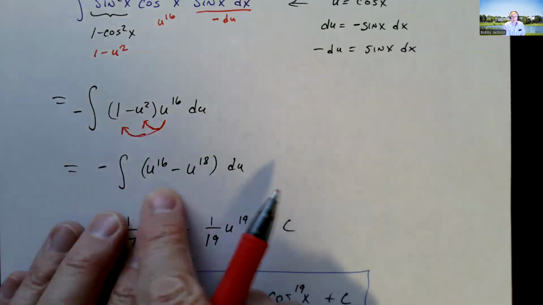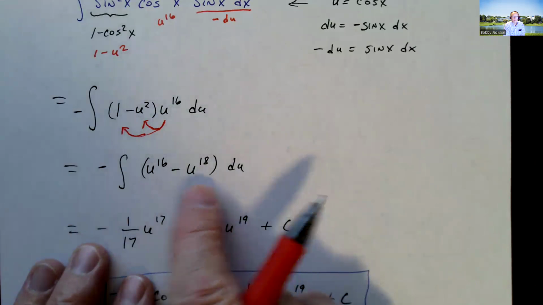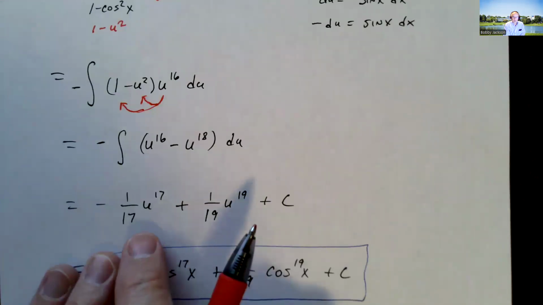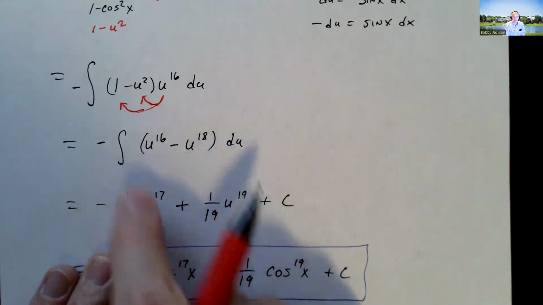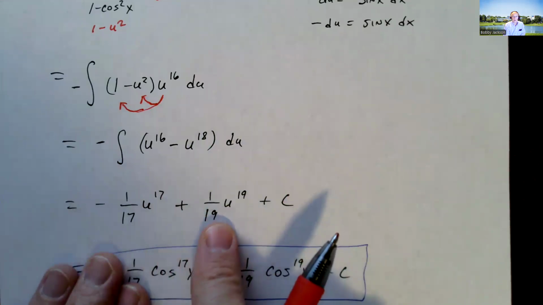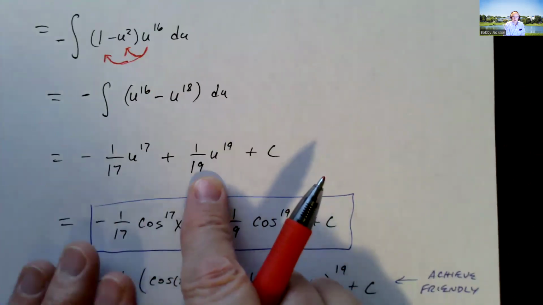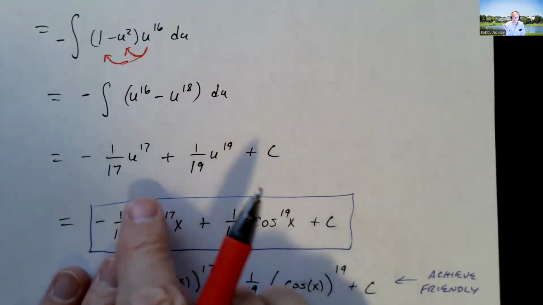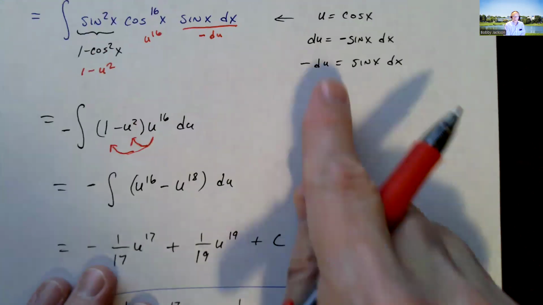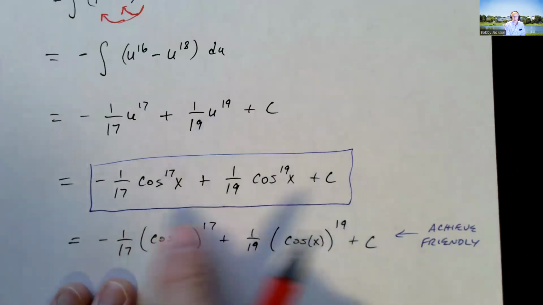We get u to the 16th minus u to the 18th, and now we can integrate using the power rule, right? The antiderivative of u to the 16th is 1/17th u to the 17th. I'll go ahead and multiply by that negative. Same thing here, times that negative is positive, and the antiderivative of u to the 18th is this right here. So now go back to the original variable, which, remember, was cosine of x, and replacing u with cosine of x gives us our answer here.